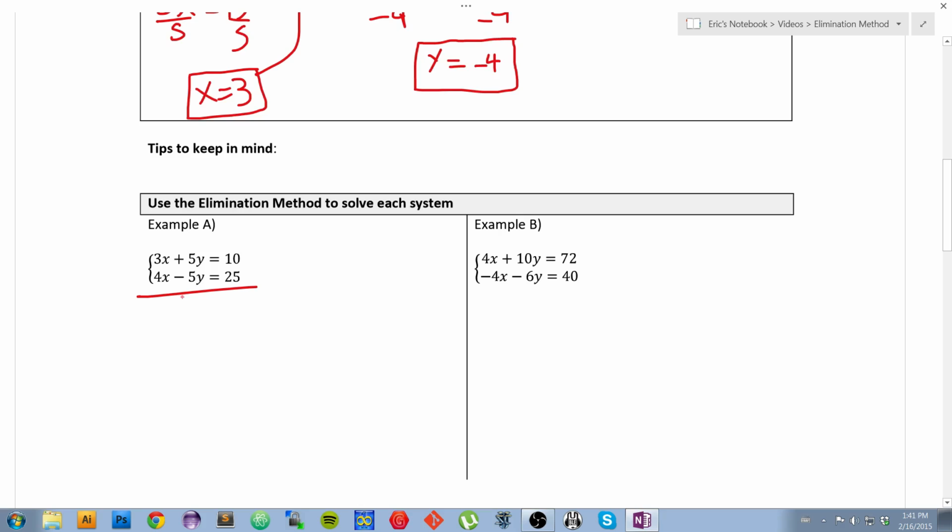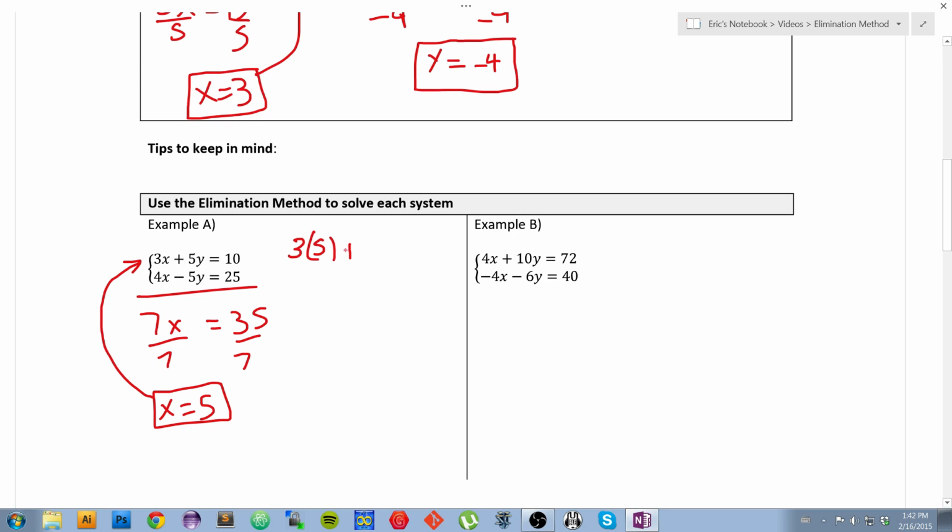So let's go ahead and apply some more elimination method. By adding these two equations together, I get 7x plus 0y's equals 35. Divide both by 7. x is equal to 5. Just remember that that's part of the solution, and you need to plug it back in to find the second variable. As I said earlier, it doesn't matter which one you choose, so I'm going to go ahead and plug it into the first equation.